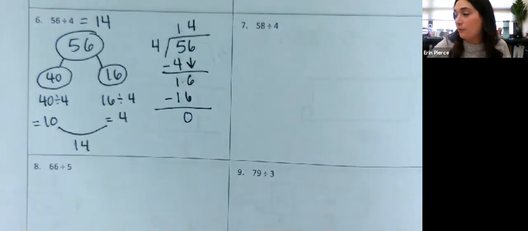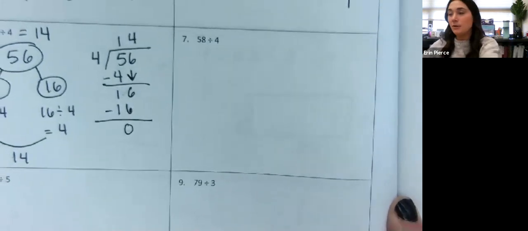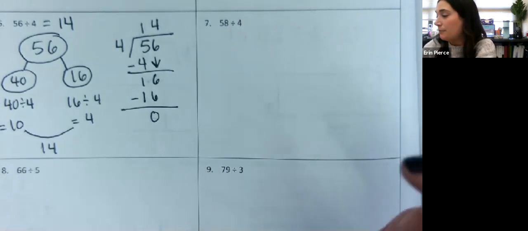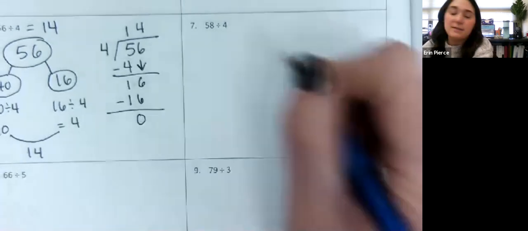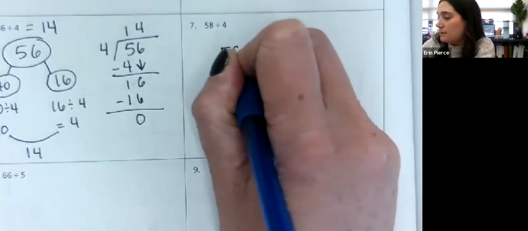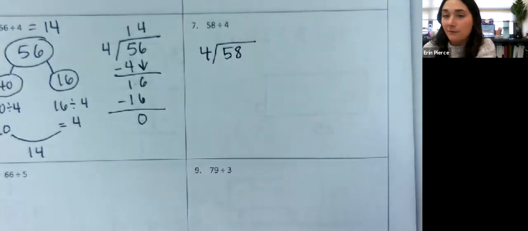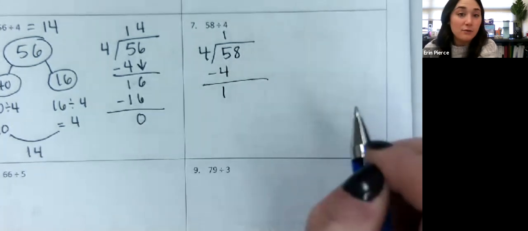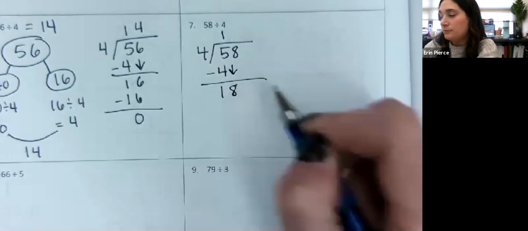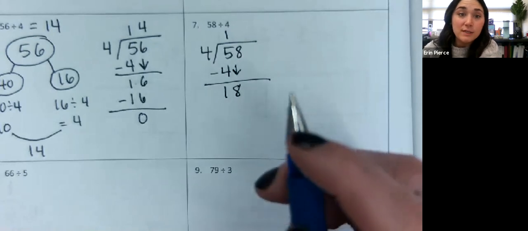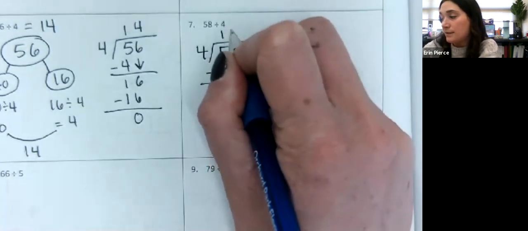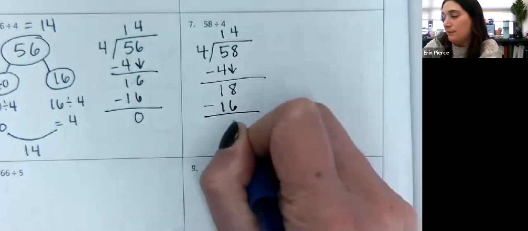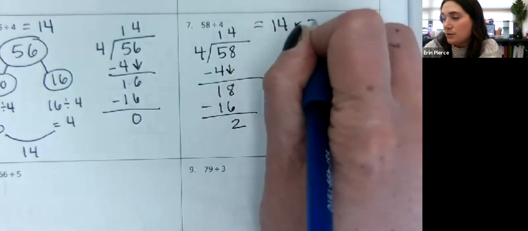So my answer then for 58 divided by 4 is going to be very similar. However, it looks like I might have a remainder with that one. So let's say I did just long division. 58 divided by 4. 5 divided by 4 is 1. 4 times 1 is 4. I subtract. I have 1 left over. 8 comes down. 18 divided by 4. I can get really close with 16. So I know 4 goes into 16 four times. I multiply 4 times 4 and I get 16. I subtract and I have 2 left over. My answer is 14 remainder 2.